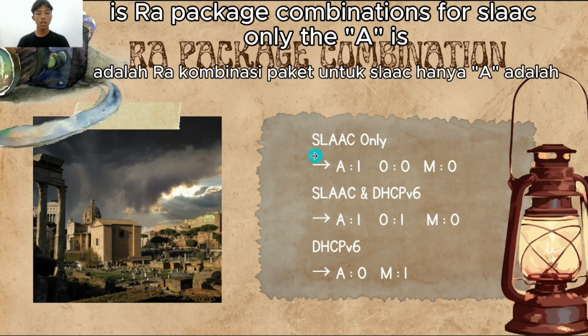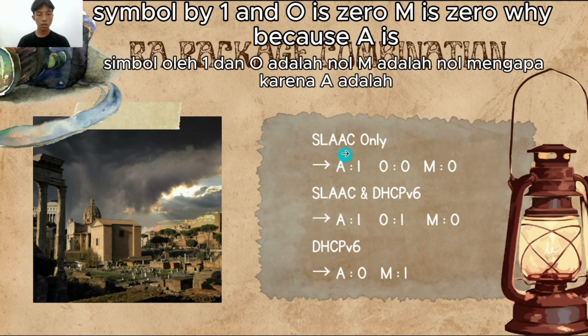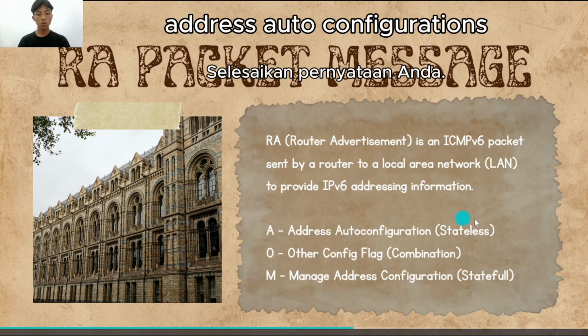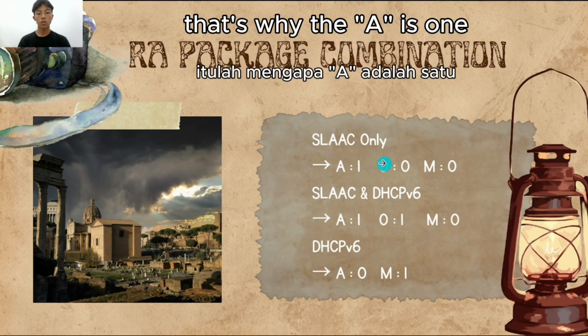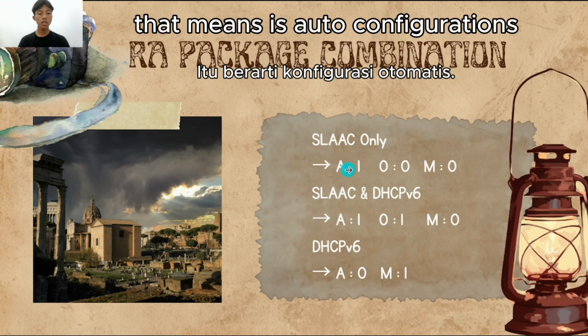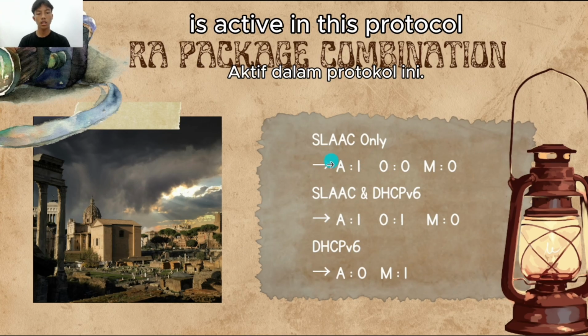For SLAAC only, A is set to 1, and O is 0, M is 0. Why? Because A is address autoconfiguration, and SLAAC is stateless autoconfiguration. That's why the A is 1. That means autoconfiguration is active in this protocol.